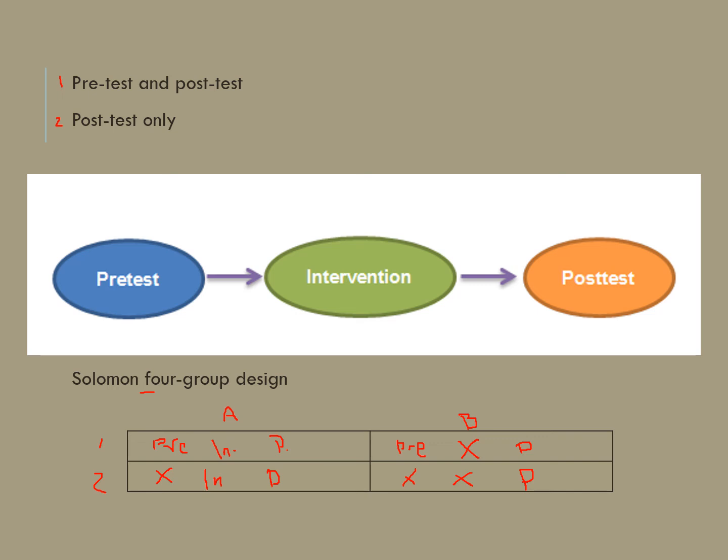In this Solomon 4 group design, we're going to be able to figure out, one, does the intervention work, which is the whole point of our research study, but also, did people learn more from the pretest, or did they learn more from the intervention, or, you know what, maybe they learned more from having a pretest and an intervention. So that's how that works.